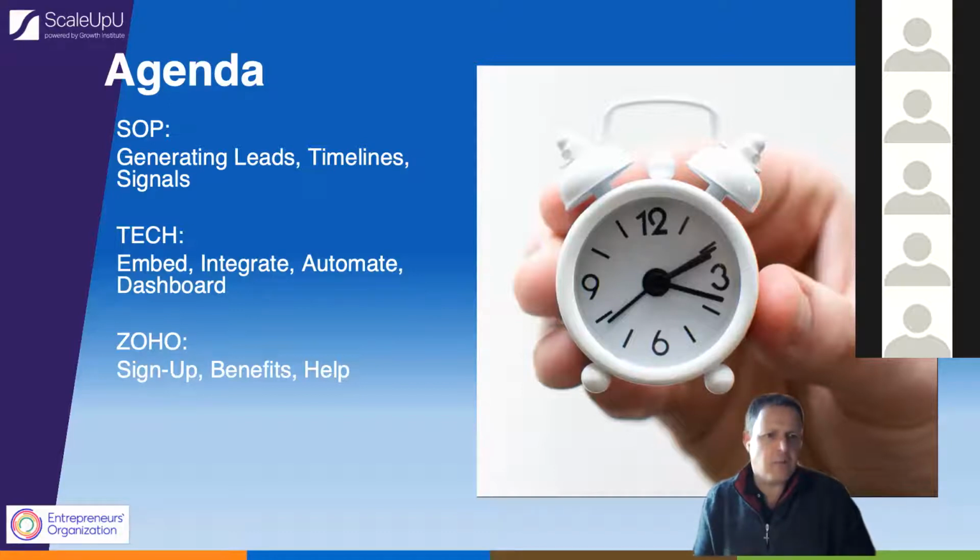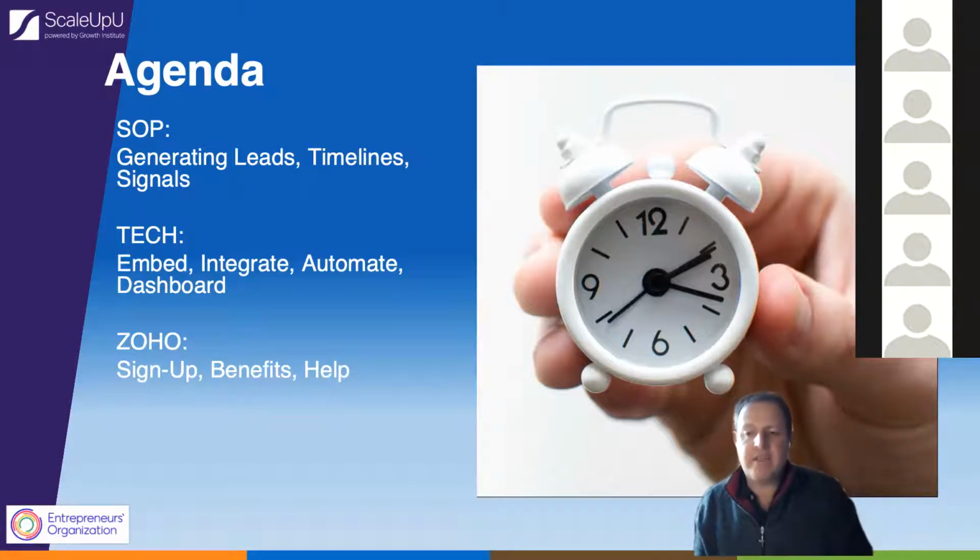I want to take you through the standard operating procedures of a sales funnel, what that looks like if you could implement it in your business, inclusive of generating leads, making the stages of a funnel timeline driven, and what signals move you from one stage to the next. Then I want to show you how you can embed some technology into your website for lead generation, how you can integrate forms, leads, deals, and all of the different bits and pieces, how you can automate a lot of your core processes, and what we call the CEO dashboard, what numbers you should be looking at.